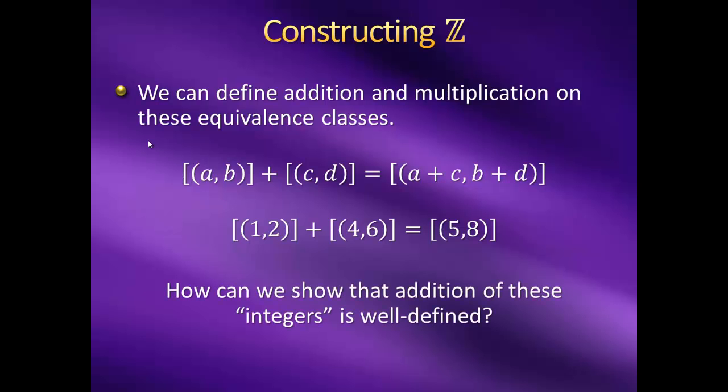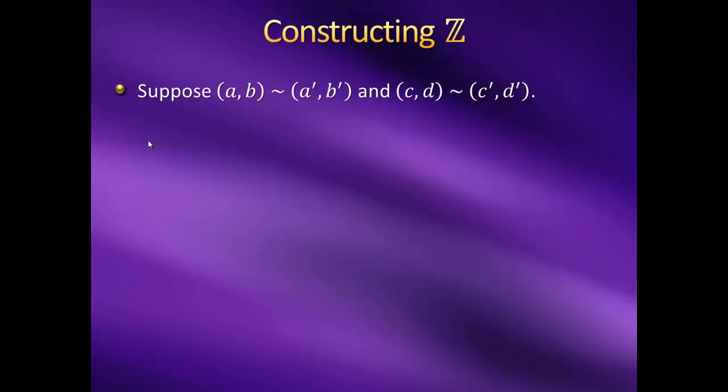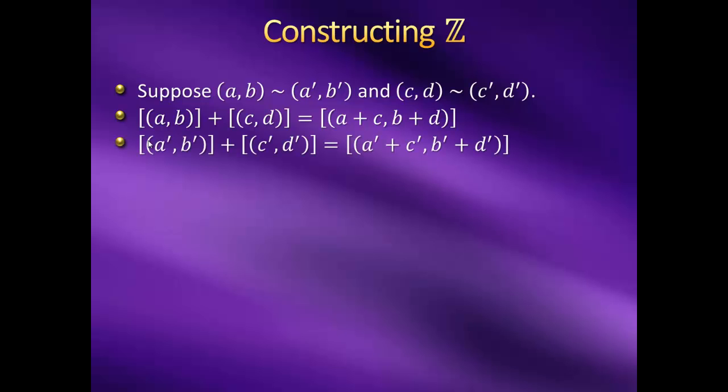But remember that we also had to show that our operation is well defined. So let's go ahead and do that. Suppose that (a, b) and (a', b') are in the same equivalence class, and so are (c, d) and (c', d'). If we add (a, b) and (c, d), we get (a plus c, b plus d). But if we add (a', b') and (c', d'), we get (a' plus c', b' plus d'). So we need to show that these two equivalence classes are actually the same.